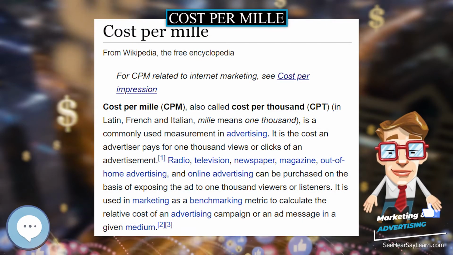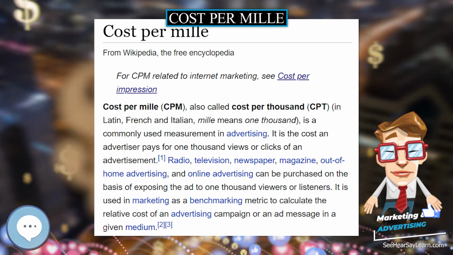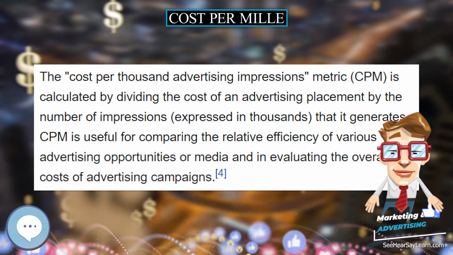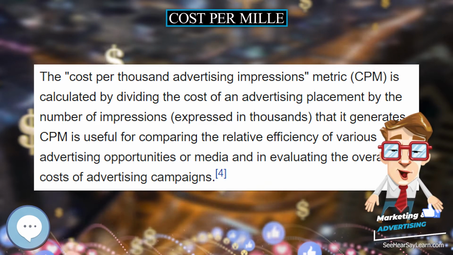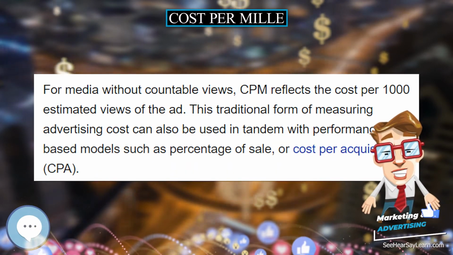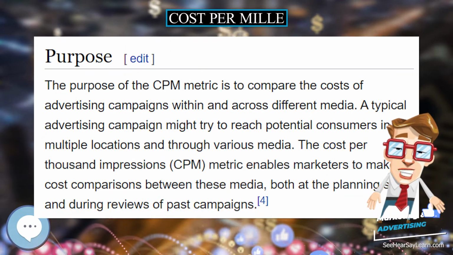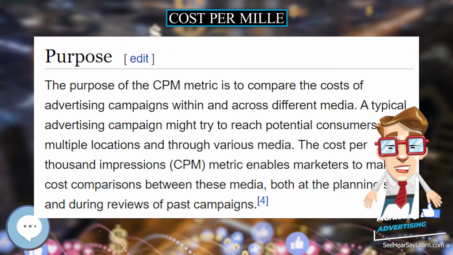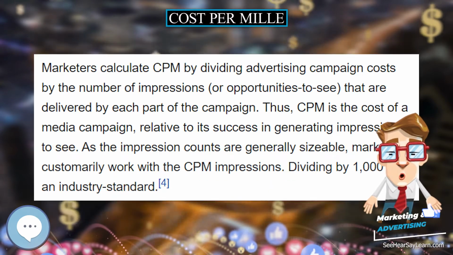Cost per mille, CPM, also called cost per thousand, CPT. In Latin, French, and Italian, mille means 1000. It is a commonly used measurement in advertising. It is the cost an advertiser pays for 1000 views or clicks of an advertisement.